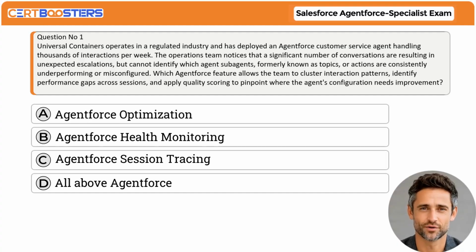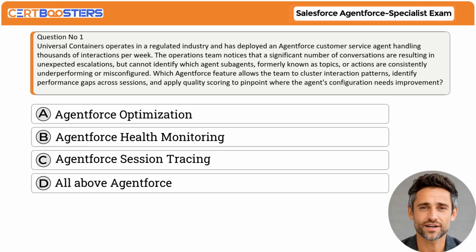Universal Containers operates in a regulated industry and has deployed an Agentforce customer service agent handling thousands of interactions per week. The operations team notices that a significant number of conversations are resulting in unexpected escalations, but cannot identify which agent subagents, formerly known as topics, or actions are consistently underperforming or misconfigured.